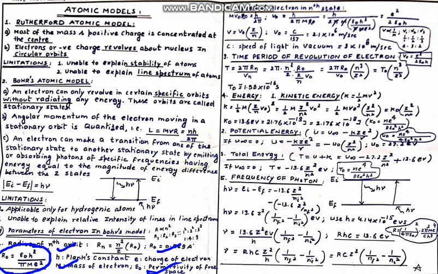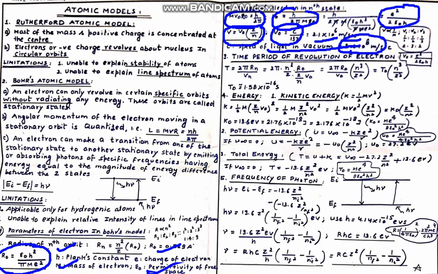Another parameter is that of speed. So using quantization of angular momentum, mvr is nh by 2 pi, we get v naught is equal to this. So v as a function of n is v naught z by n, where v naught is c by 137, which is about 2.1 into 10 to the power 6 meter per second, where c is the speed of light in vacuum, which is 3 into 10 to the power 8 meter per second.